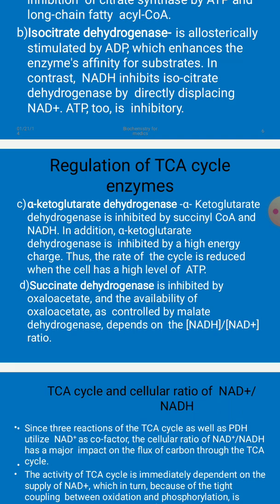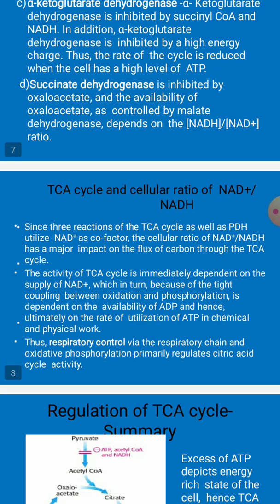So coming to succinate dehydrogenase. This is mainly inhibited by the oxaloacetate molecule, and the availability of oxaloacetate is mainly controlled by malate dehydrogenase activity. So it mainly depends on the NADH and NAD plus ratio. The NADH to NAD plus ratio plays a very important role in controlling the activity of this succinate dehydrogenase. It is mainly inhibited by the availability of oxaloacetate, which in turn is controlled by malate dehydrogenase and depends upon the NADH to NAD plus ratio.